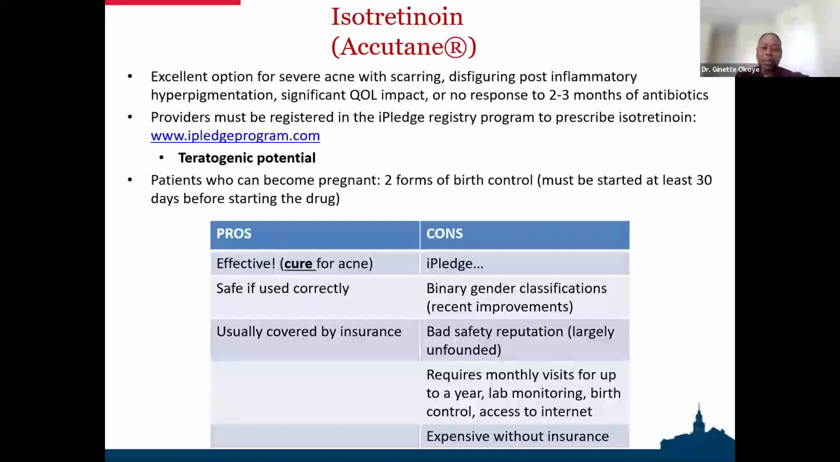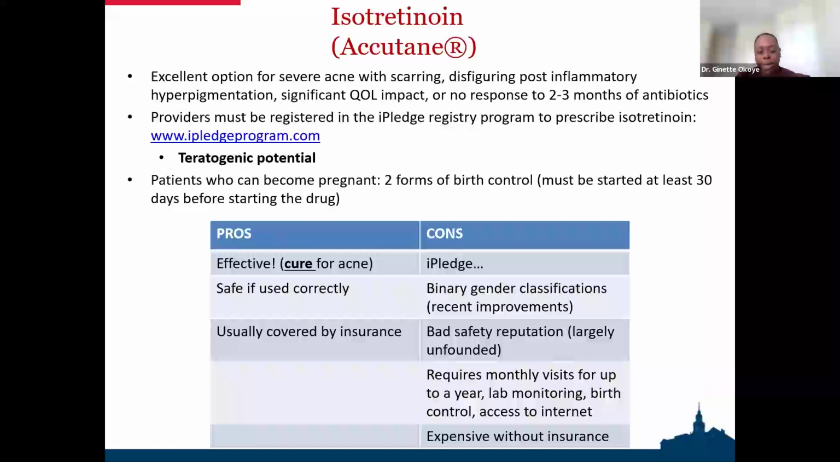for me, I really like isotretinoin. I use it quite a bit. I think about the quality of life impact. So I don't wait for it to get so severe that they're going to be left with scarring. If I can tell where this acne is going and the patient or their parents are open to talking about isotretinoin, I'm ready to give it because it is effective. It is a cure for acne if it's used properly.